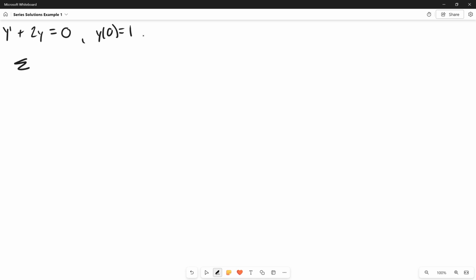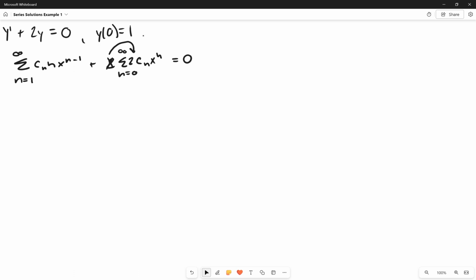So obviously this is the first derivative, so that's the sum from n equals 1 to infinity of c sub n times x to the n minus 1. And then we have plus 2y. Y is just the function, so it's the sum from n equals 0 to infinity of c sub n x to the n, and that all equals 0. Now notice this is a boundary value problem because we're given a boundary condition, but we'll deal with that at the end. I'm going to bring this 2 inside because ultimately that's going to make it easier.